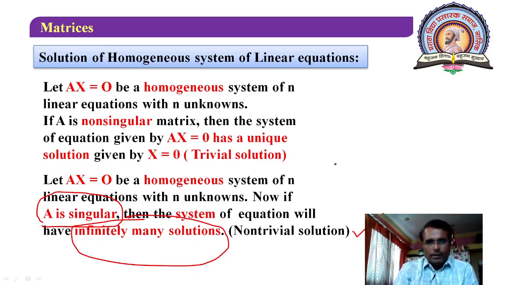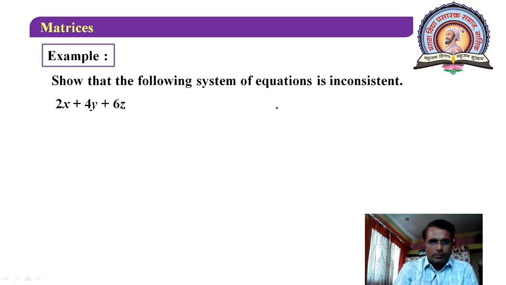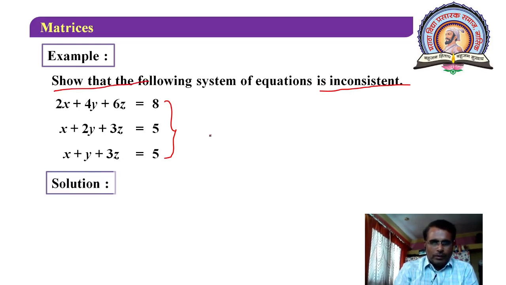Okay. So let us see with an example. Suppose we are considering here: show that the following system of equations is consistent. We are given 2x plus 4y plus 6z is equal to 8, x plus 2y plus 3z is equal to 5, and x plus y plus 3z is equal to 5. You are given a system of 3 equations in 3 unknowns, and you want to check whether it is a consistent system or an inconsistent system. Actually here we want to show that it is inconsistent. So let us see what happens with this solution.